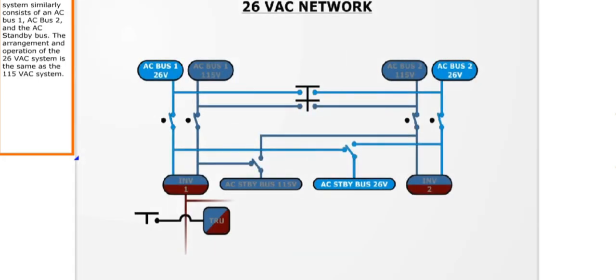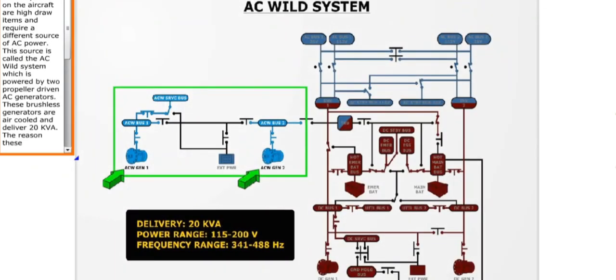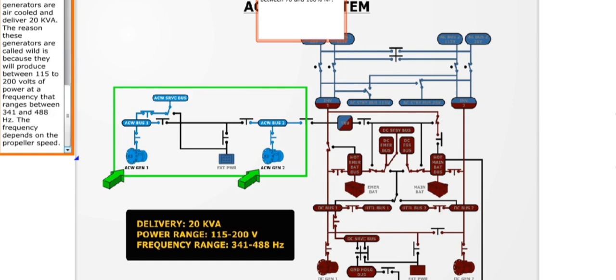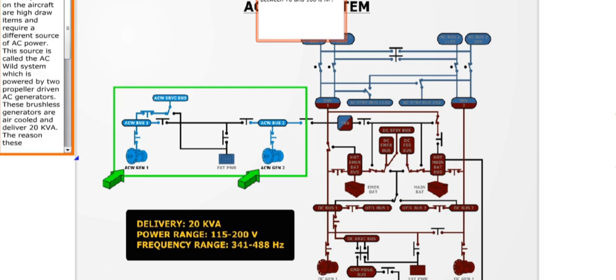The 26 volts AC system similarly consists of an AC Bus 1, AC Bus 2, and the AC standby bus. The arrangement and operation of the 26 volts AC system is the same as the 115 volts AC system. Some systems on the aircraft are high-draw items and require a different source of AC power. This source is called the AC Wild system, which is powered by two propeller-driven AC generators. These brushless generators are air-cooled and deliver 20 kilovolt amps.